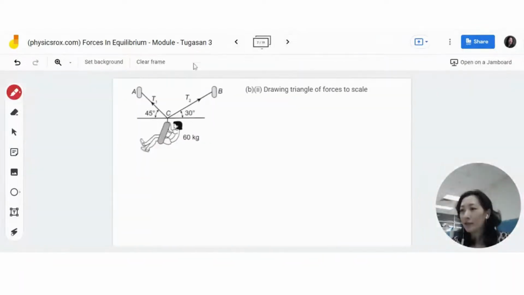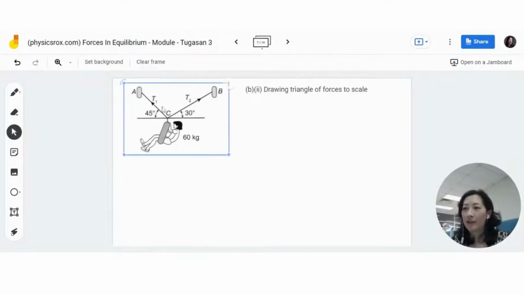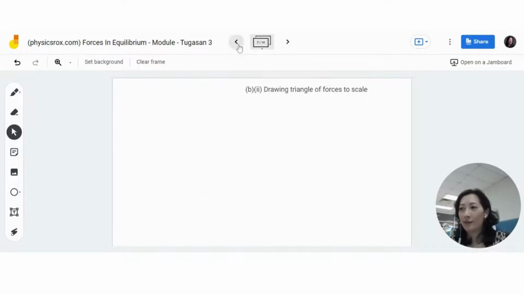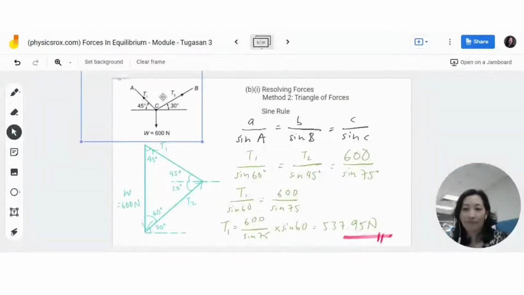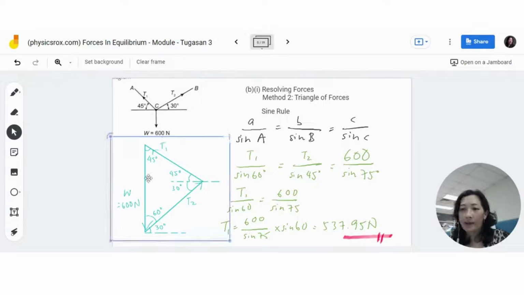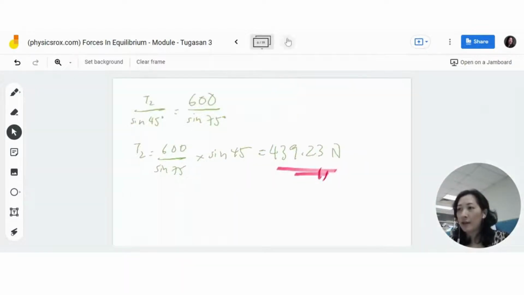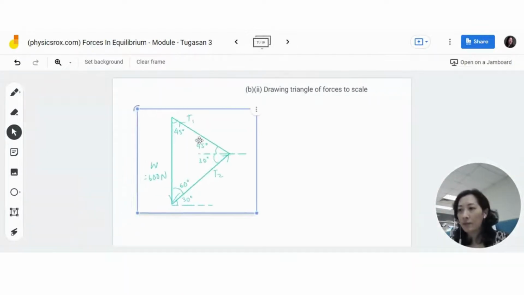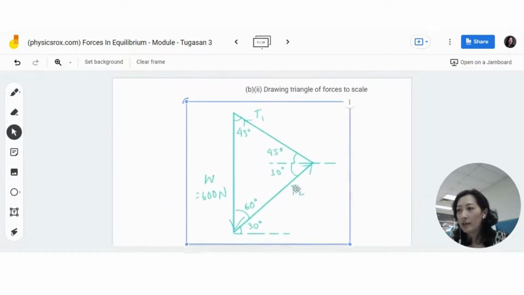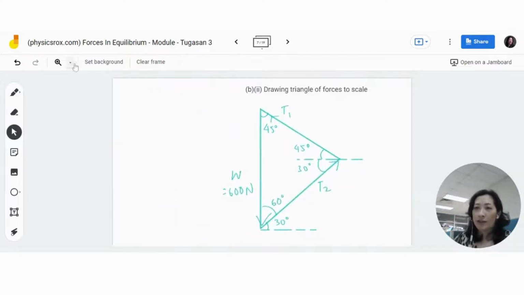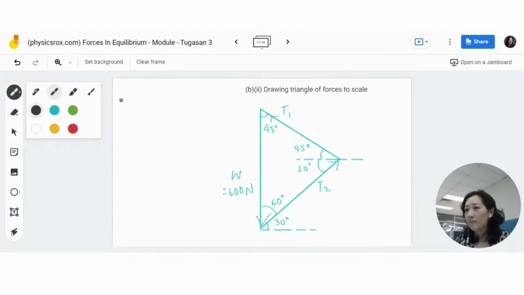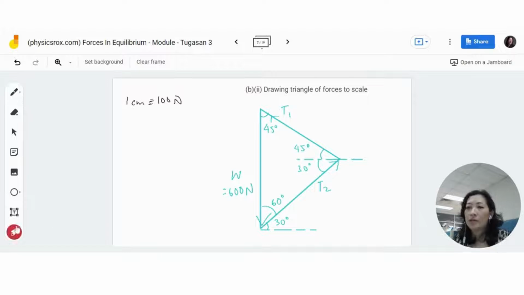Let's go to B2, which is drawing triangles of forces to scale. Okay, let me put this diagram. I should put the other diagram, right? Yeah. In fact, no, let's take the triangle. I won't go through this in much detail, but basically, you just need to draw this to scale on your paper. Given that the question has already stated 1 cm is equivalent to 100 Newton, use your ruler to measure out. This should be 6 centimeters. Use your protractor to get the angles.